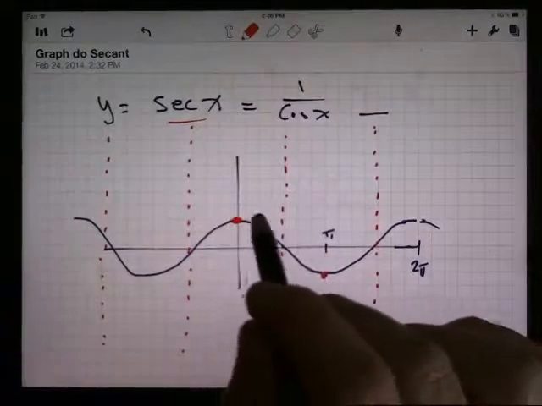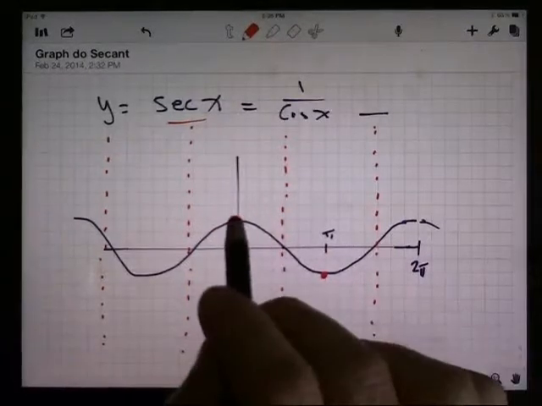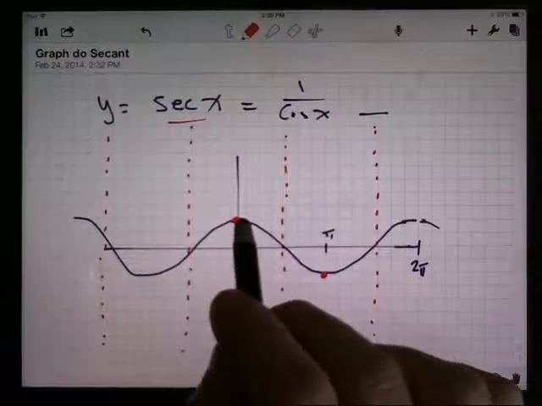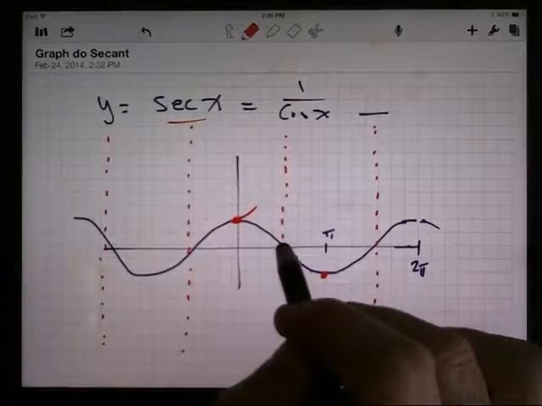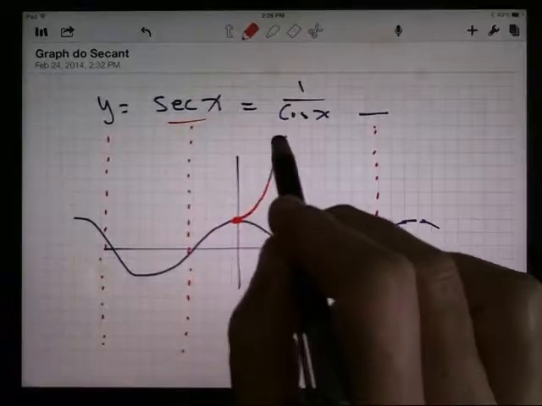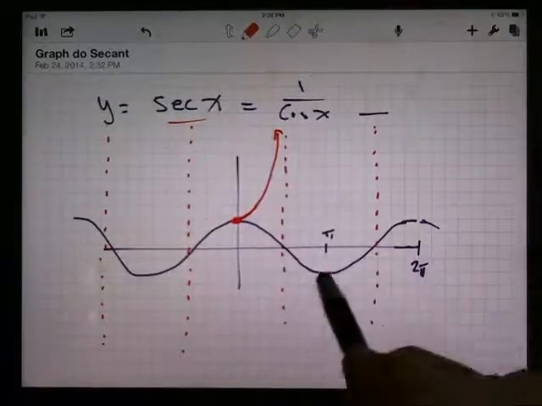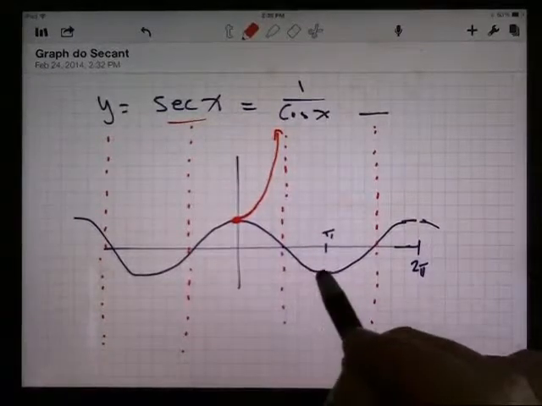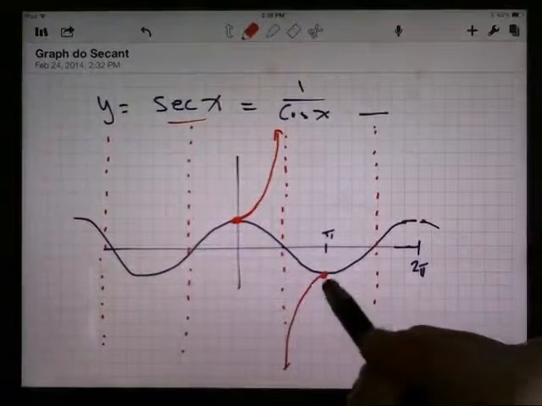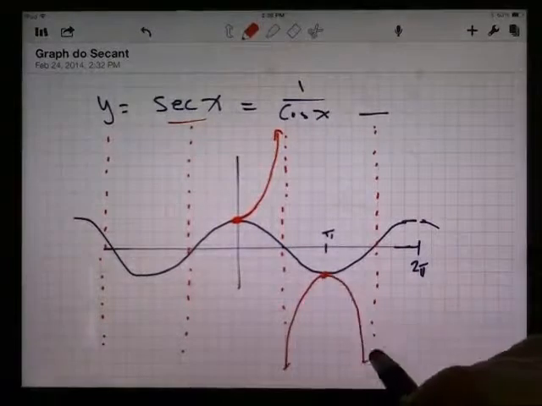So this is what I do. At 1, the reciprocal is the same. As the cosine gets smaller, the reciprocal is getting bigger. As that cosine is getting close to 0, the secant is getting close to infinity. As soon as cosine becomes negative, the reciprocal is going to be negative. And this is going to be headed downhill like that. Likewise here, this is headed down.